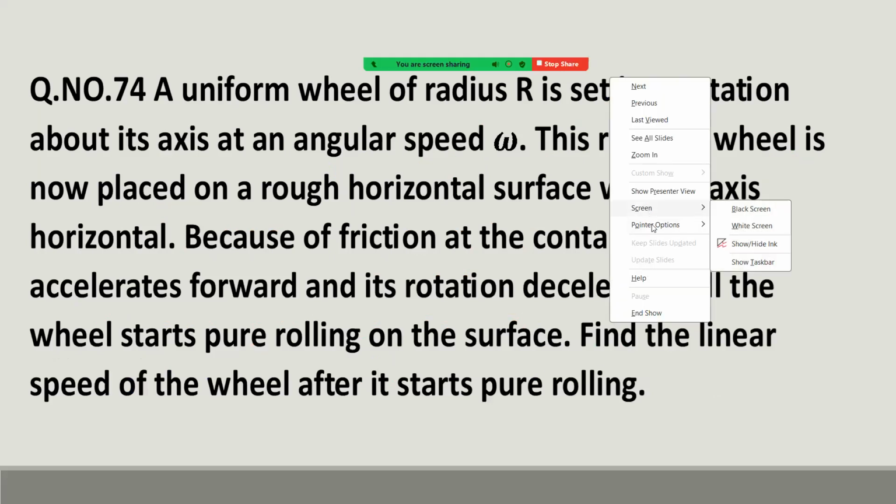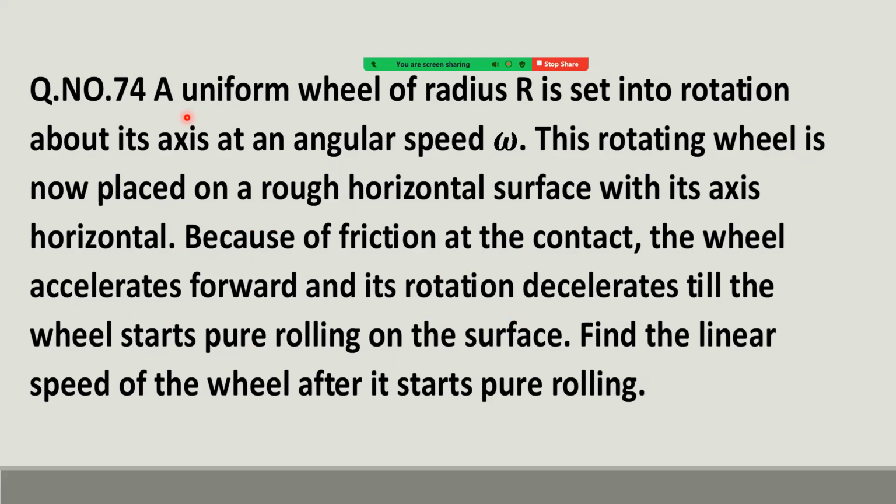So the first one: a uniform wheel of radius R is set into rotation about its axis at an angular speed omega. This rotating wheel is now placed on a rough horizontal surface with its axis horizontal. Because of friction at the contact, the wheel accelerates forward and its rotation decelerates till the wheel starts pure rolling on the surface. Find the linear speed of the wheel after it starts pure rolling.